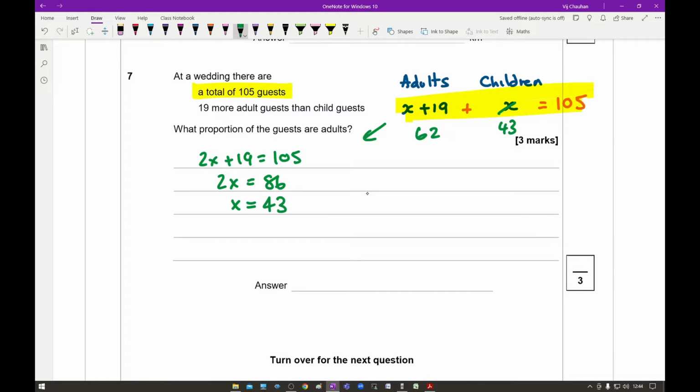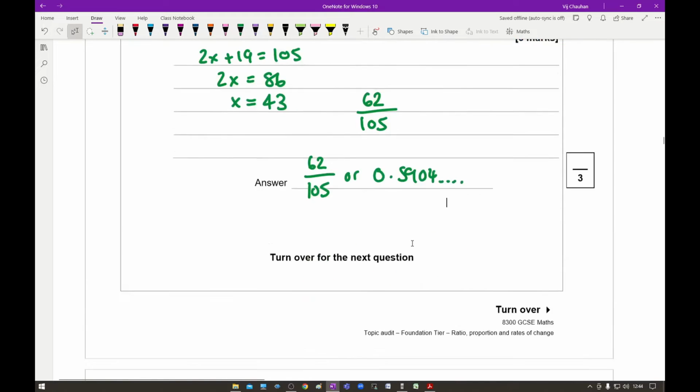So here I can then work out the proportion of guests that are adults. It's going to be 62 over 105, and I don't think I can simplify that, so I can either write it as a fraction or you can write it as a decimal, in which you'll get an answer of 0.5904 and so on. And again, if you have rounded your answer, always make sure you've stated what you've rounded it to.